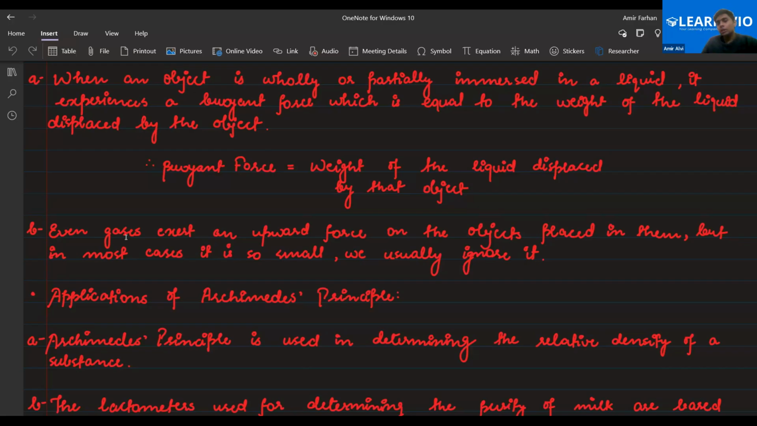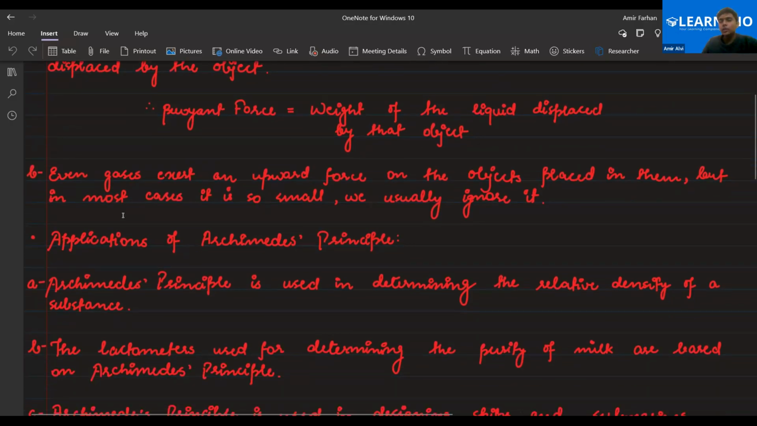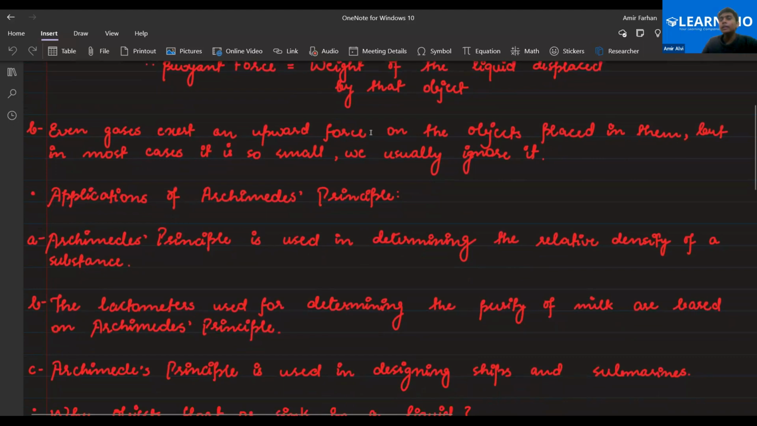So what are the applications of Archimedes principle? Archimedes principle can be used to determine the relative density of a substance. It means we can use it to find the density of an object with respect to another object, as a reference. Next are lactometers. A lactometer is a device that we use to identify the purity of milk.